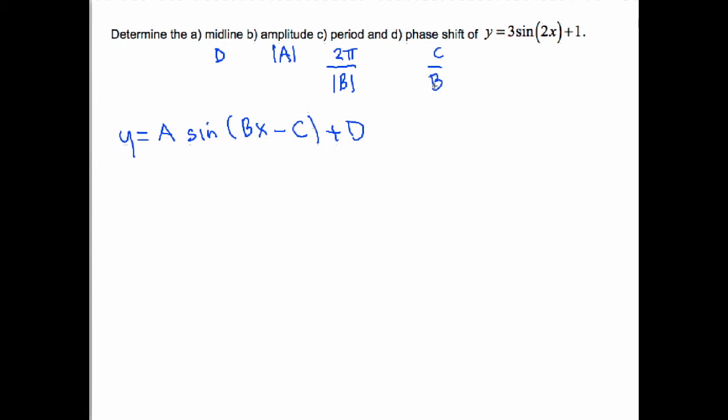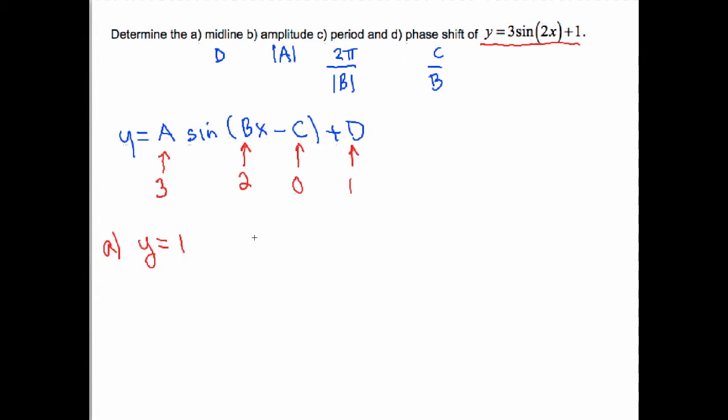So let's identify a, b, c, and d for our function. Our function is y is equal to 3 sine of 2x plus 1. So I realize that a is 3. It looks like b is what? b is 2. We're not adding or subtracting a number within the argument, so c would be 0, and d would be 1. I think we have the information now that we need to move forward. First, let's take a look at the midline. The midline itself would be y equals d, or y equals 1.